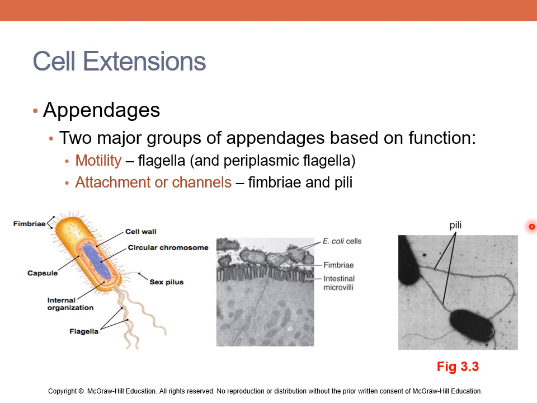Pili, which is plural for pilus, are longer and thicker than fimbriae. There are different types of pili, but one type in particular is the sex pilus that allows transfer of DNA from one cell to another, as seen in this figure here. We see the pilus connecting these two cells so that they can easily transfer DNA, like the plasmids I mentioned.